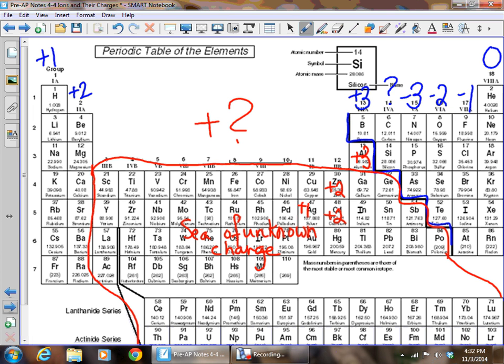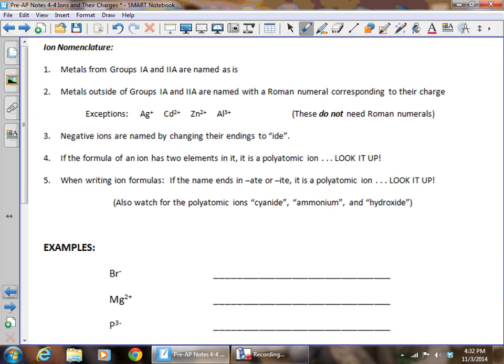We're going to be referring back and forth to this. I'm not going to keep flipping back and forth to it over and over again, but I want you to keep it handy so you can look these things up and see what I'm talking about when we find these charges. So let's go back to our notes.